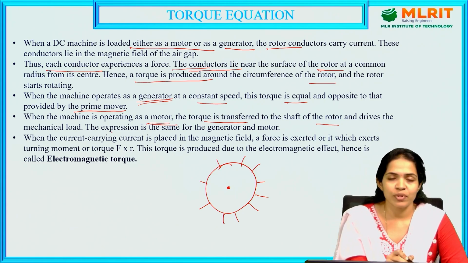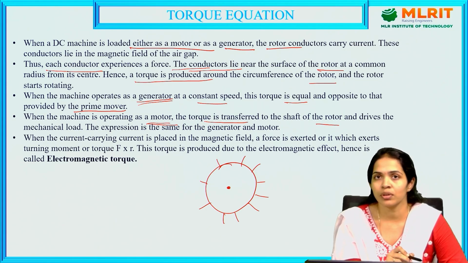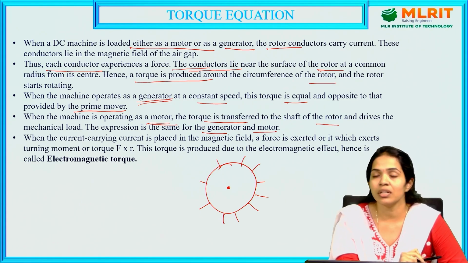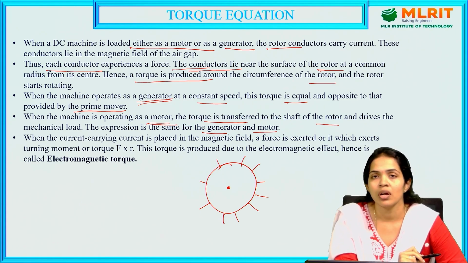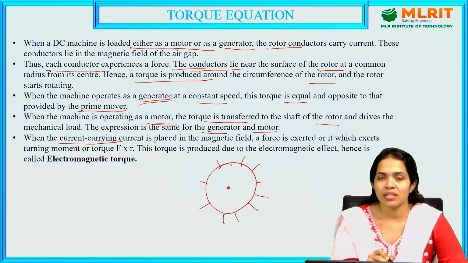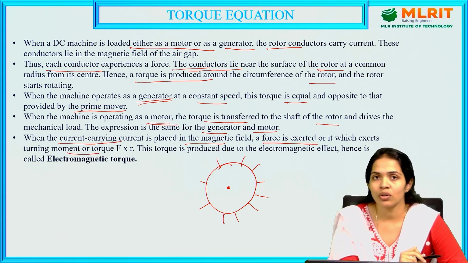So the expression is the same for both motor and generator. The equation which we are going to derive for the torque of motor and generator will be the same, just as we have seen that the generated EMF equation is the same for motor and generator. In the same way, we can consider the torque equation also the same for generator and motor. When a current carrying conductor is placed in the presence of a magnetic field, a force is exerted, which exerts a turning moment or a twisting moment called torque. This torque can also be called driving torque.